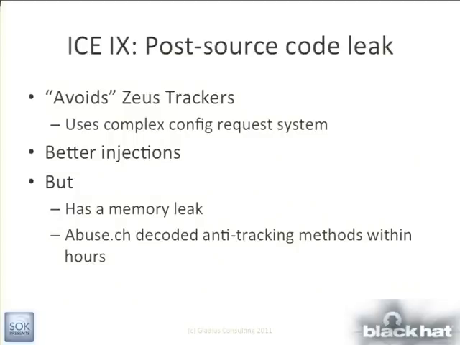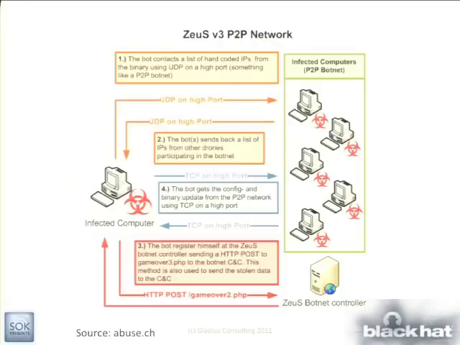So before we get in, just kind of what's happened since the version you've got. ICE 9 came out. That caused a big stir a couple of months ago because it said we avoid Zeus trackers. Unfortunately, one thing that's very important in the malware world is don't purposely go out of your way to piss people off. And they did that, and the Zeus tracker guys got really, really upset over it. And in about 4 hours, they'd figured out how to get around it. So the ICE 9 guy should have been a little bit more gentle and not boasted as much. It did have better injections, though, and they're easier to write, but it had a memory leak, which is not a good thing.